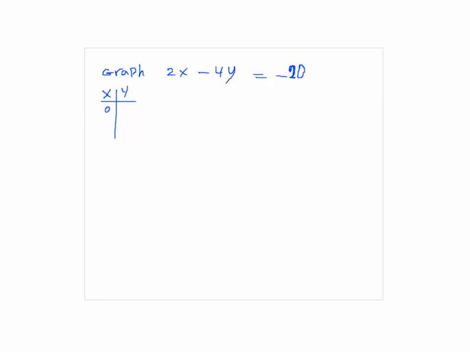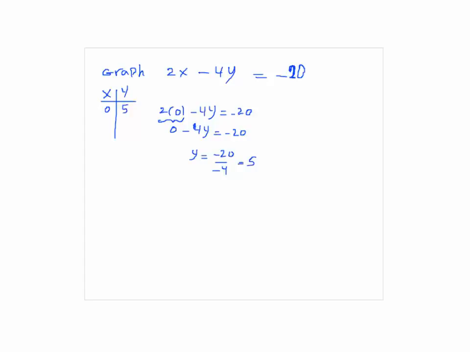So if I substitute 0 for each x and solve for y, this would be 0, right? 0 minus 4y is equal to negative 20. So divide both sides by negative 4. So that would be 5. So that would be the point.